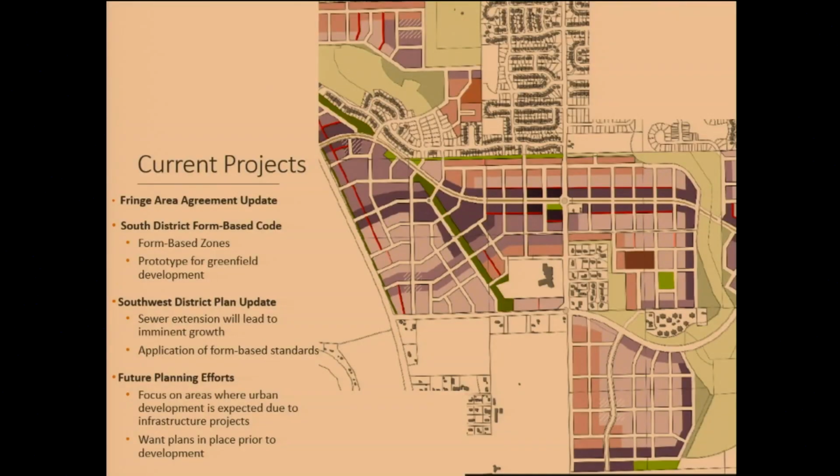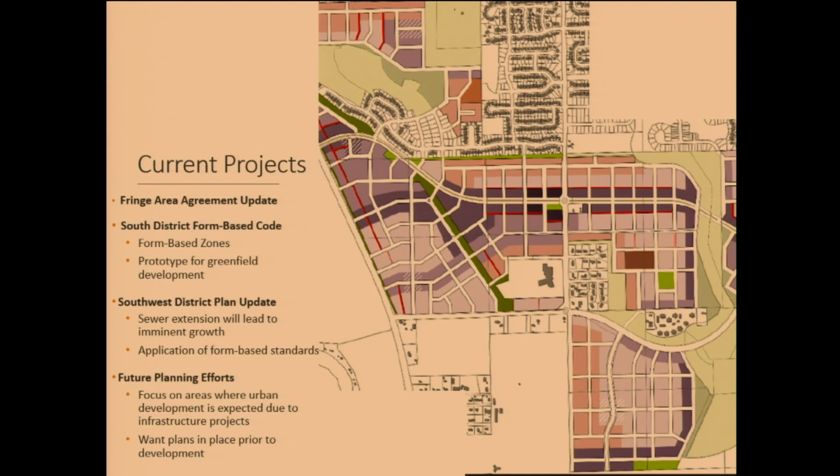So what are we doing now, and what can we do moving forward? The current projects that we're working on: we're updating the fringe area agreement with the county and working closely with the Johnson County planners. We're working on the South District Form-Based Code, which I'll touch on more on the next slide. We're working to update the Southwest District Plan because there's a sewer extension that's planned for that area that will lead to growth, and we hope to apply form-based standards to that area of the city.